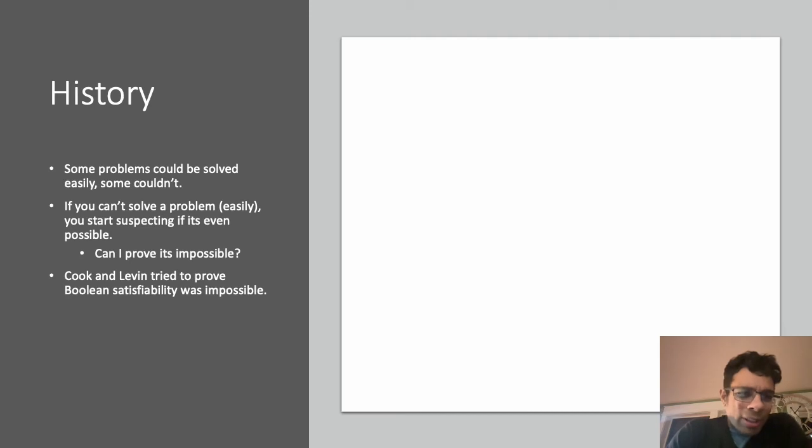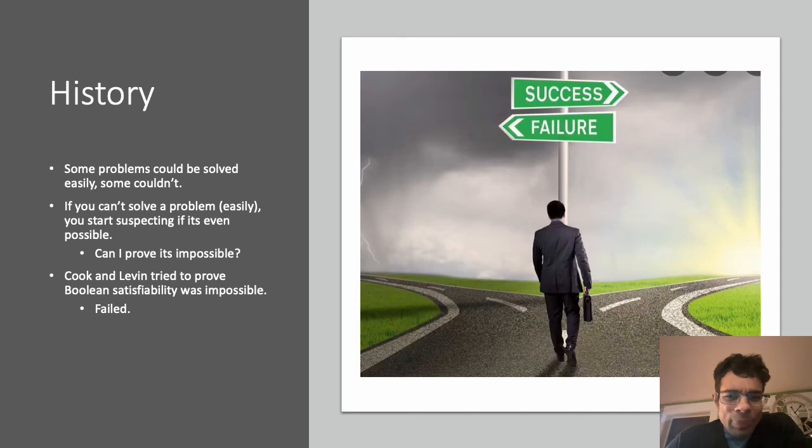And two researchers, Cook and Levin, tried to prove that a particular problem, Boolean satisfiability, was impossible to solve efficiently. This problem is basically that you try to solve a system of equations where the variables are all Boolean. They can take 1 or 0 values, and there's a bunch of OR conditions in between. There was an exponential time solution to this problem, which was just brute force, but no polynomial time solution in sight. So they failed at proving that it was impossible to solve Boolean satisfiability in polynomial time.